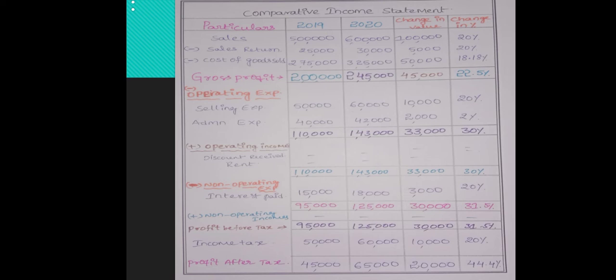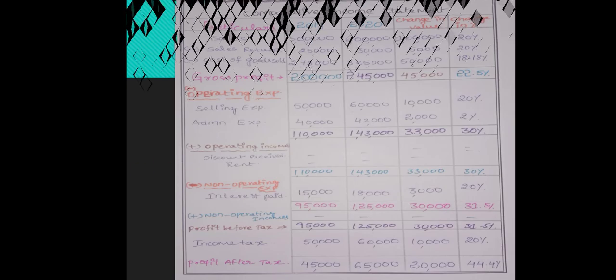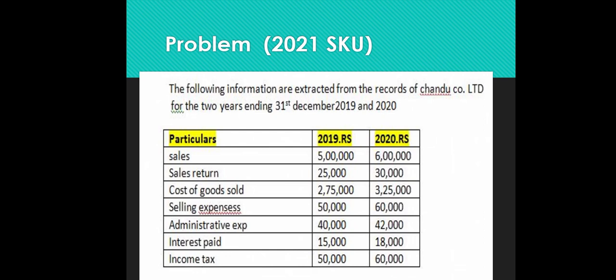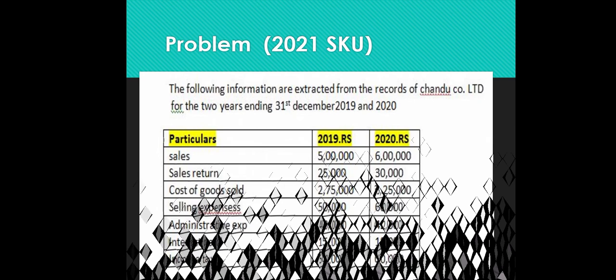So comparative income statement is also called comparative profit and loss account. So these are the comparative income statements. I hope you are understanding well. This is a previous year question given by SK University to us in the semester examination. So this is the problem, and this is the answer.